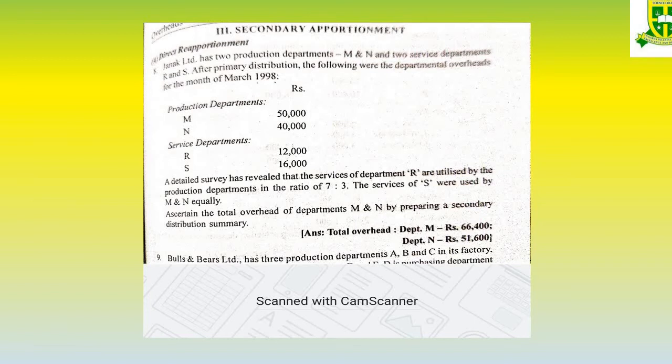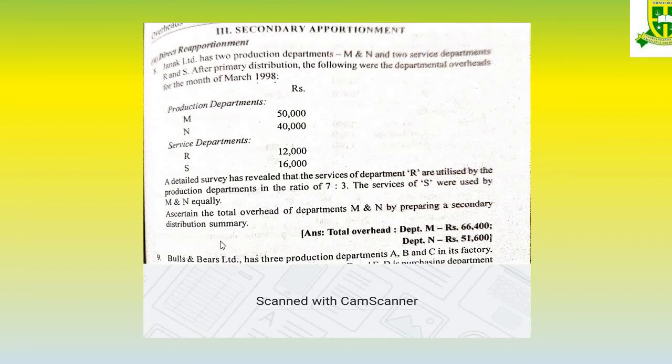The first one is direct reapportionment. In direct reapportionment there is no hidden information; the expenses are directly divided according to the ratio given in the question. The production department expenses are given, and service department expenses R and S are given. A detailed survey reveals that the service department R expenses have to be taken by the production departments in the ratio 7:3, and the service department S expenses have to be taken by them equally. So this is the clue given.